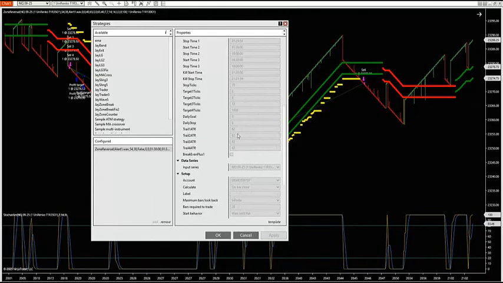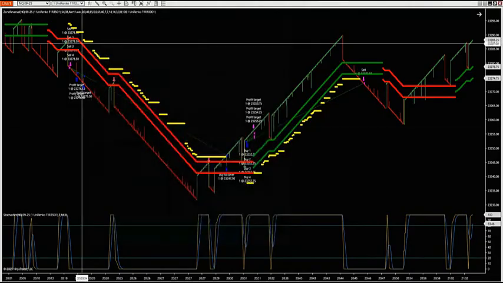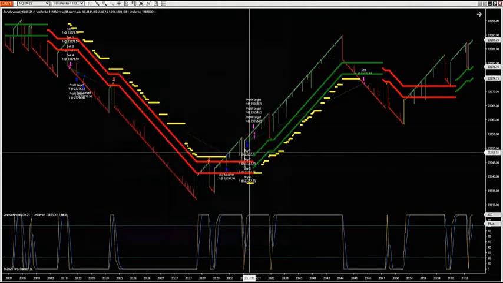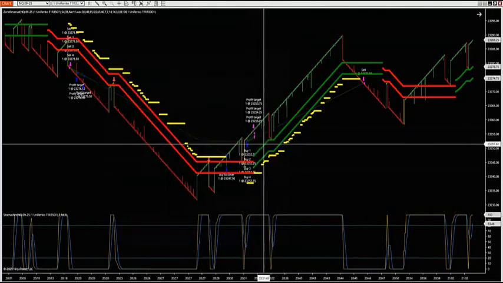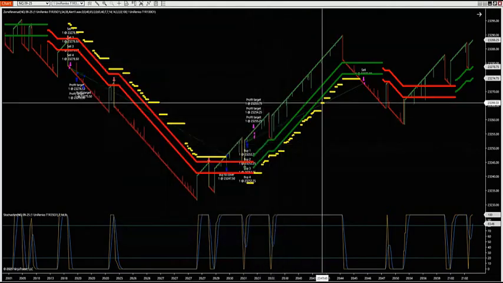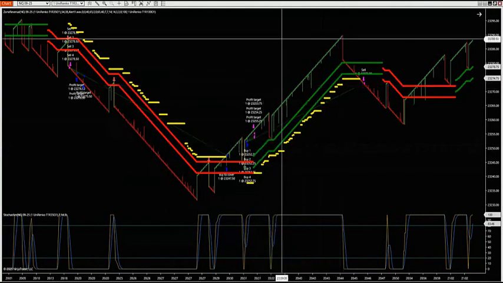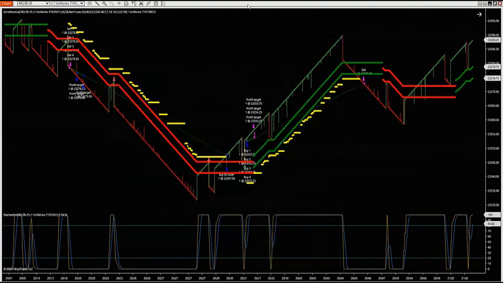You can go 10, 20, 30, and then 62 or 54 is your last trail. So you can stagger it. You can keep it tight initially on the trail and then slowly loosen it up and let it trail for the big run. So that's something that you can do also if you guys want to do that.